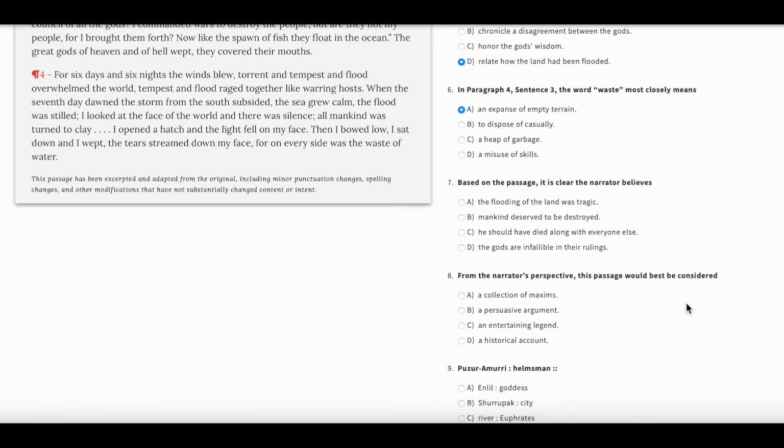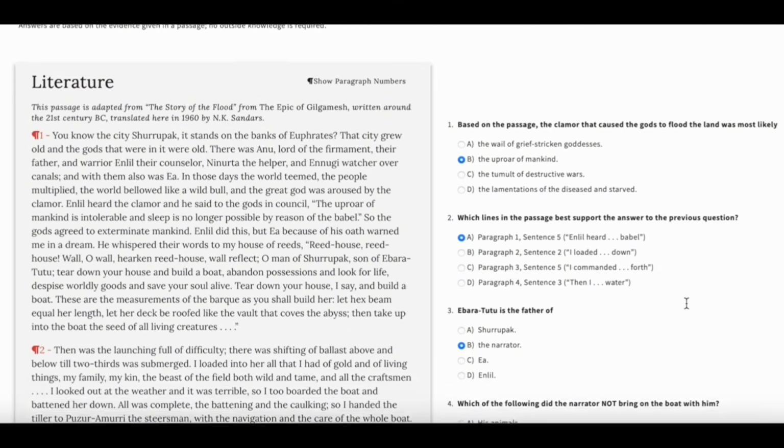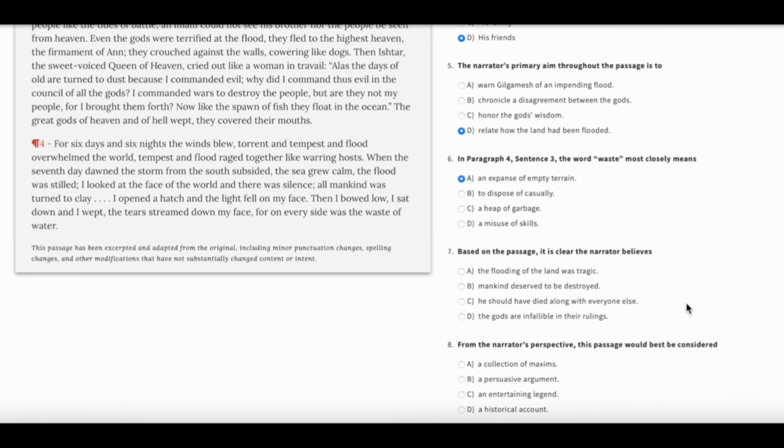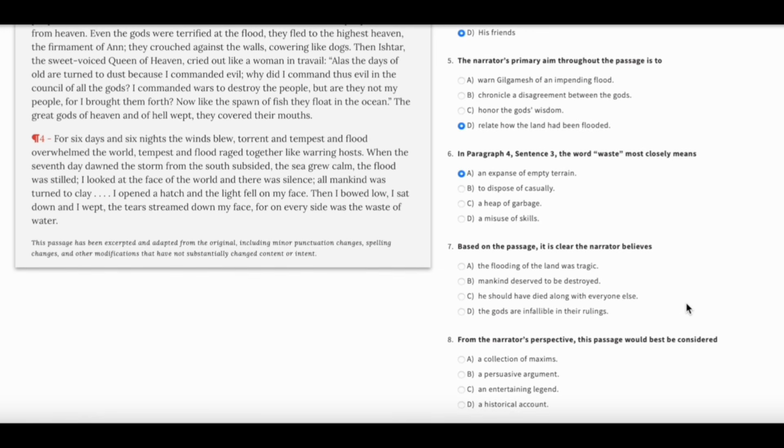Okay. B says mankind deserved to be destroyed. Do we have any evidence that the narrator believes mankind deserved to be destroyed? I don't think so. No. He seems pretty upset about it. Yeah. I don't know if he says that anywhere. You could argue maybe some of the gods think that, but notice it says the narrator believes. Right, yeah, he's clearly upset about it. B doesn't make any sense. Try C.